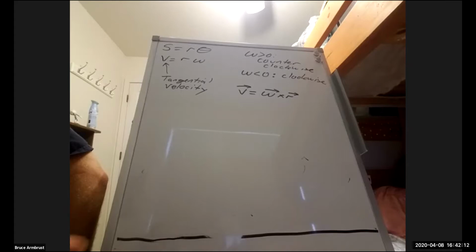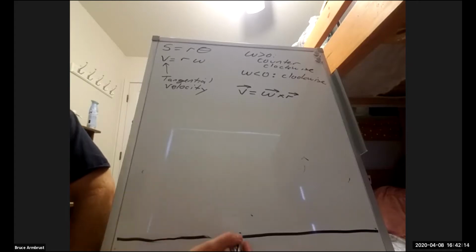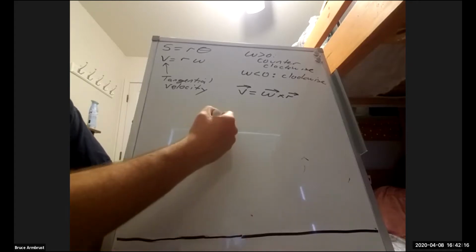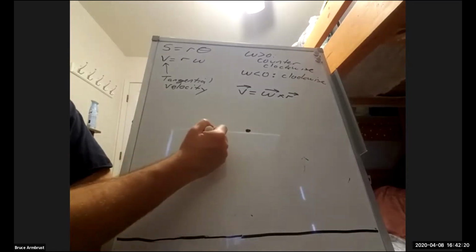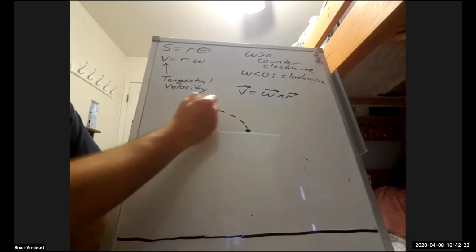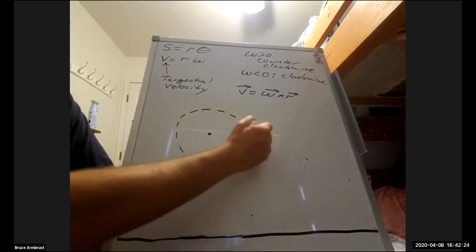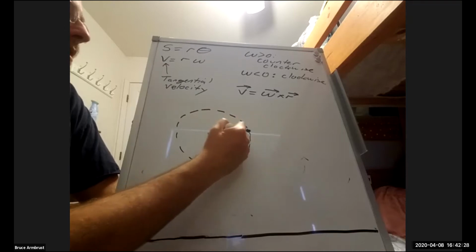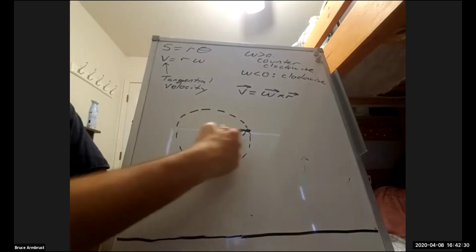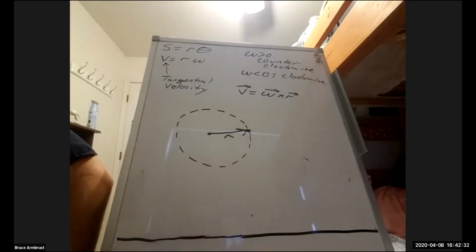And this R, it's the same kind of R vector that you're used to, which if we've got an object that's moving in a circle, so here's our center and we're moving in this circle around it, the R vector points from the center to wherever our object is on the circle. Okay, so that's our R. We need to cross that with omega to get V.